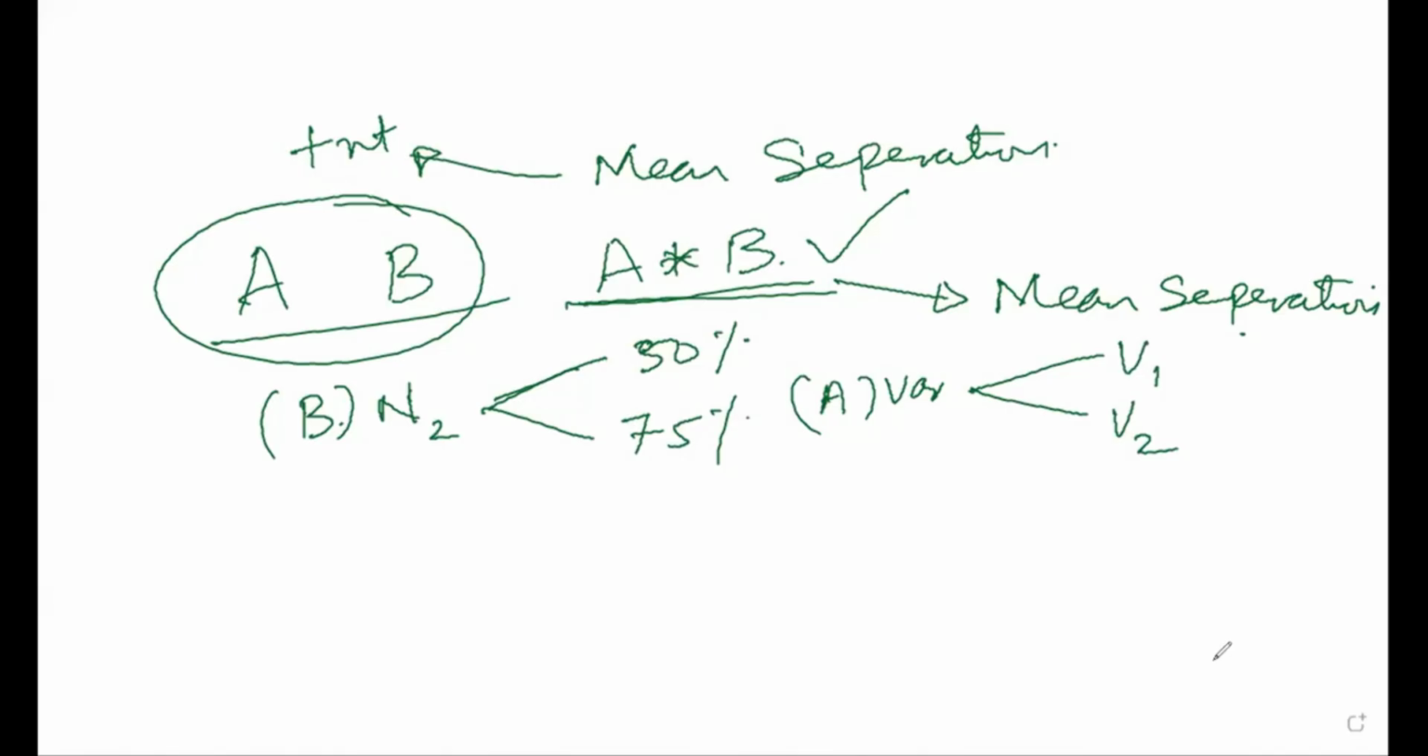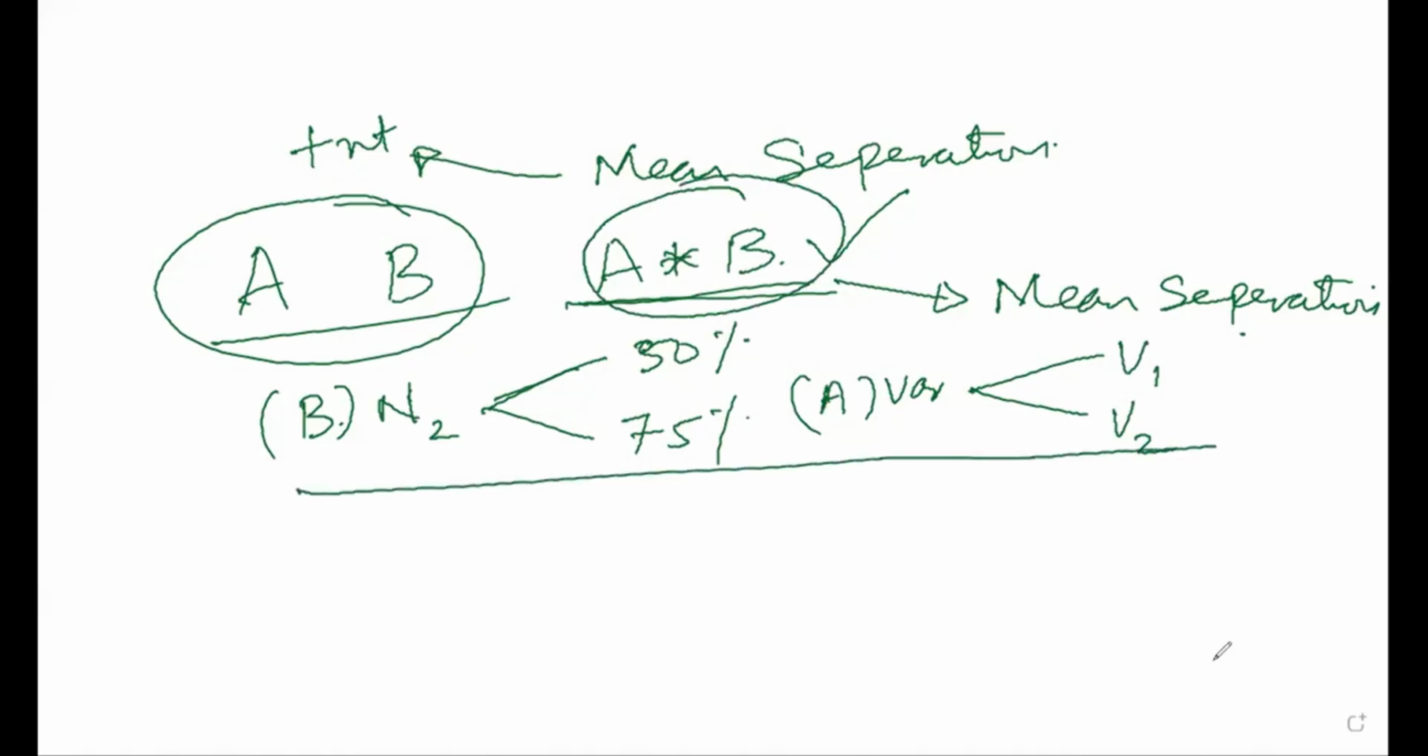Now, when you have interaction between A and B, how can we interpret the results? Variety A, nitrogen A, variety A, nitrogen B.